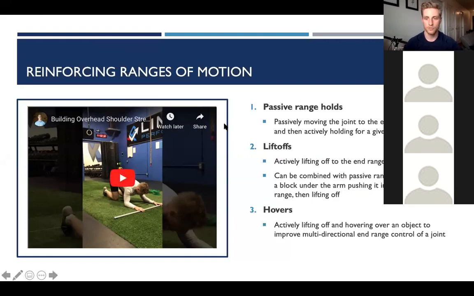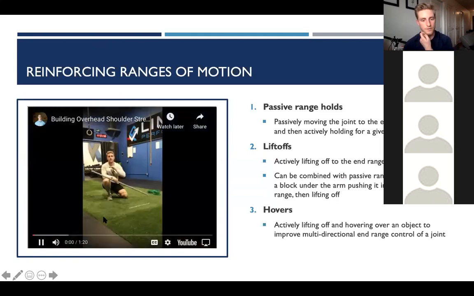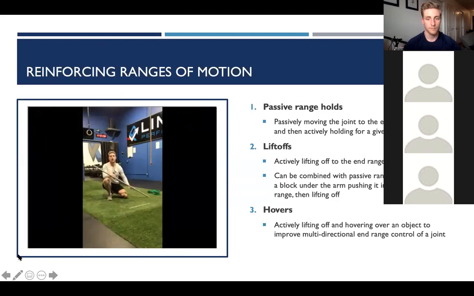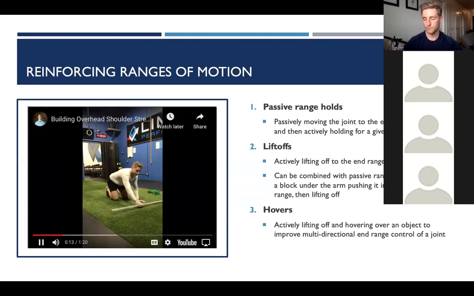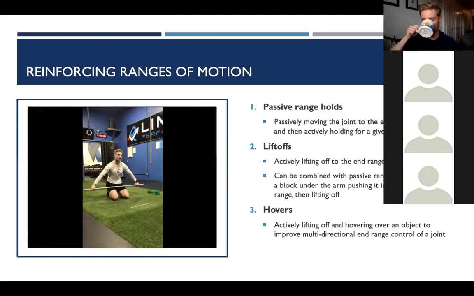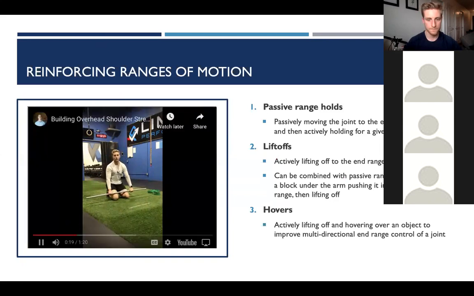So I'm going to, again, show you a little video here, and this one's going to be specific for the shoulder. We're going to use a PVC pipe to lift our arms up off the ground, working on that overhead shoulder stability and mobility. Really important with this one is that the wider your grip is, the easier it should be. The narrower your grip is, the harder it will be.